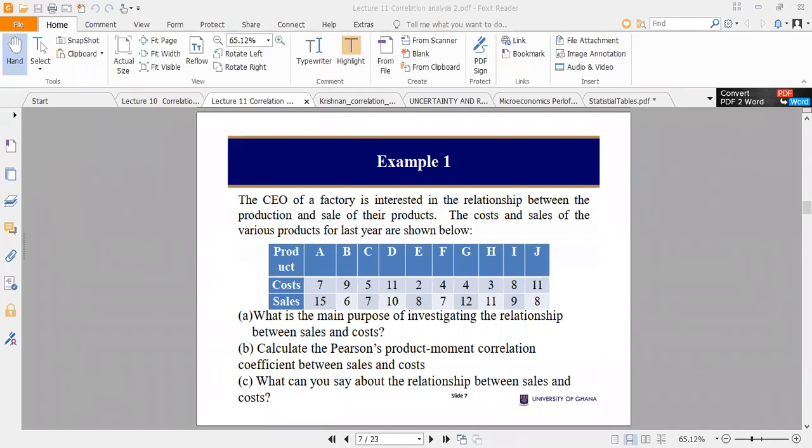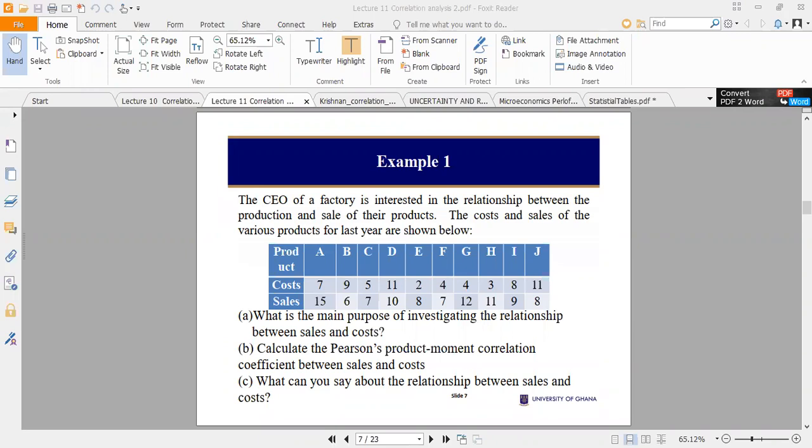So assuming there's a positive relationship between sales and cost, then it means that if you want to sell more, if you want higher volumes of sales, then you have to incur more cost. So during the production process, even if you are incurring cost, you won't worry because you know that it's going to cause an increase in sales. So that's the reason why we try to study the relationship between variables.